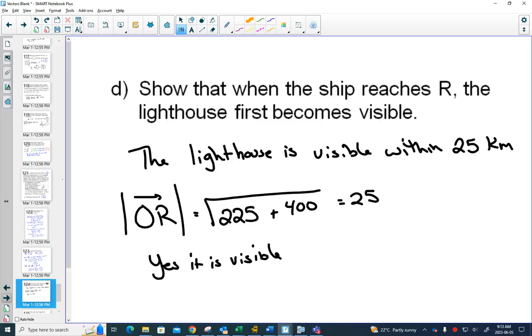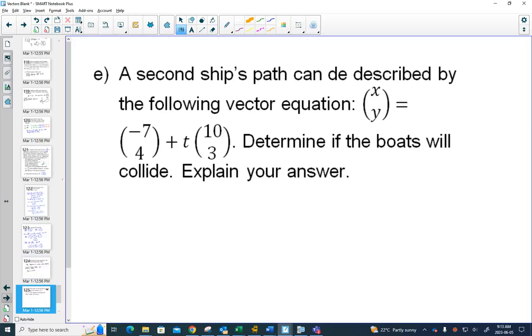And we can't end the last unit without bringing in some negativity. A second ship is described by the other vector equation. Will the boats collide? I said on Friday that the last lesson was a little bit more disturbing. So you can put your predictions in here. Maybe we'll end on a positive note. There's always hope.